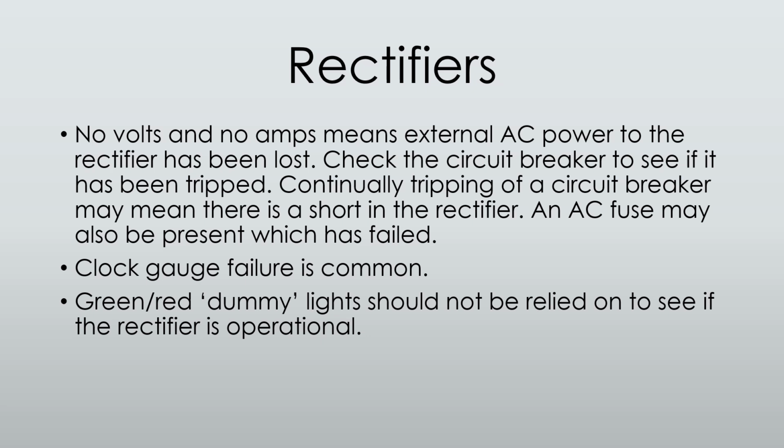The clock gauge failure is common. I see sometimes people make it an issue on their forms that they want to see the gauge run, but these fail a lot. As long as you can see that your volt and amp meter gauges are consistent, you're good to go. And that goes to the next point. The green-red dummy lights that I have seen on some models should not be relied upon to see if the rectifier is operational. You should be checking your volt gauges. Those are your primary source. Again, even if your volt gauges don't work, if you become familiar with multimeter readings, you can take direct measurement readings as well for the most accurate data from your rectifier.